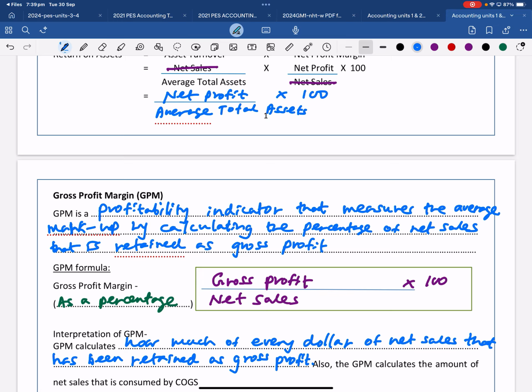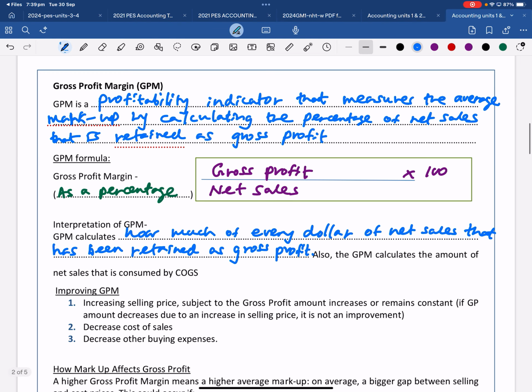So then, with the gross profit margin, remember I told you with the net profit margin, the greater the better. But this one, I can't tell you like that. It is not that straightforward. Why? Because, guys, gross profit margin you can improve in two ways.